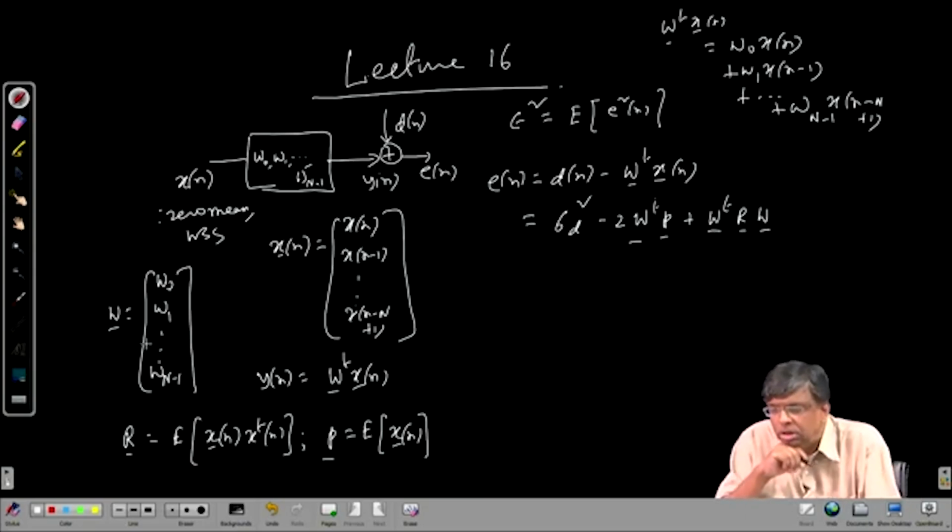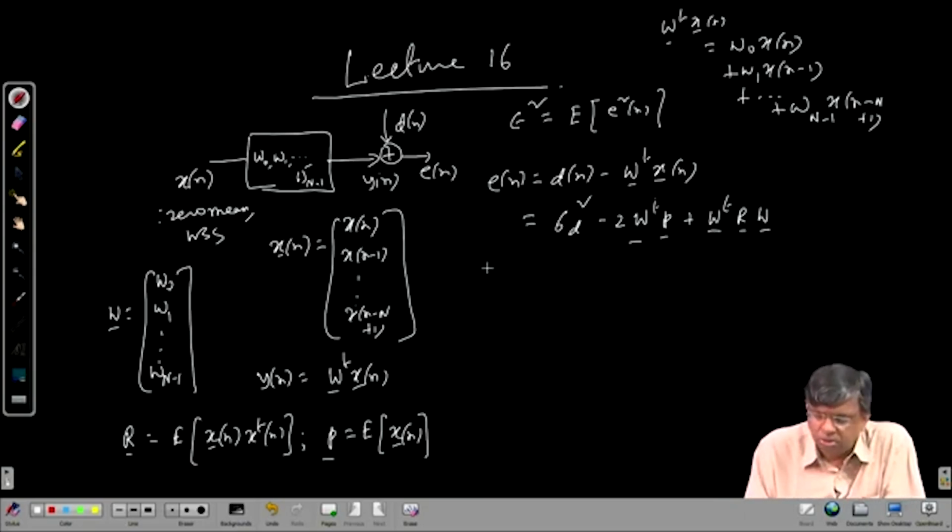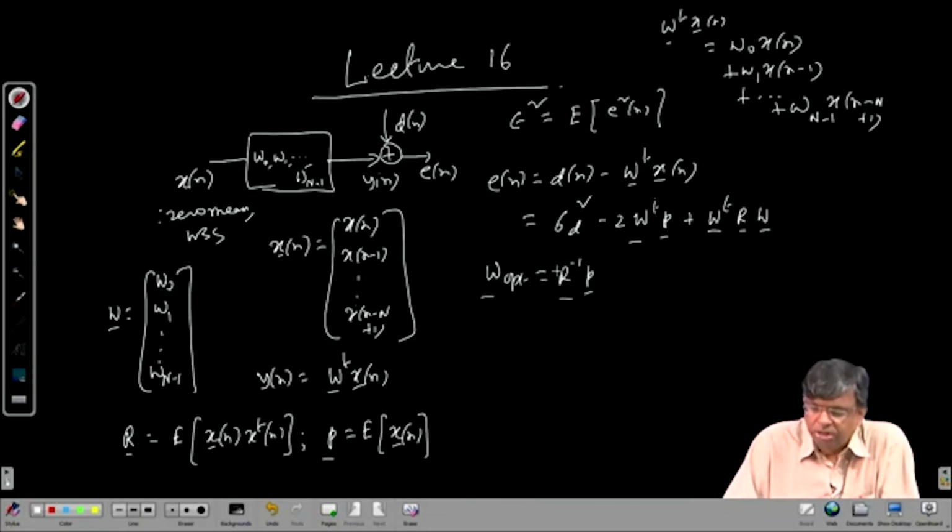Now, W opt was R inverse P. Here the problem is you need to know R and P, and we are assuming R is the input autocorrelation matrix, and P is the cross correlation vector between x n and d n. P is E of x n d n, sorry, I missed out. They are fixed, they are not changing, all right.